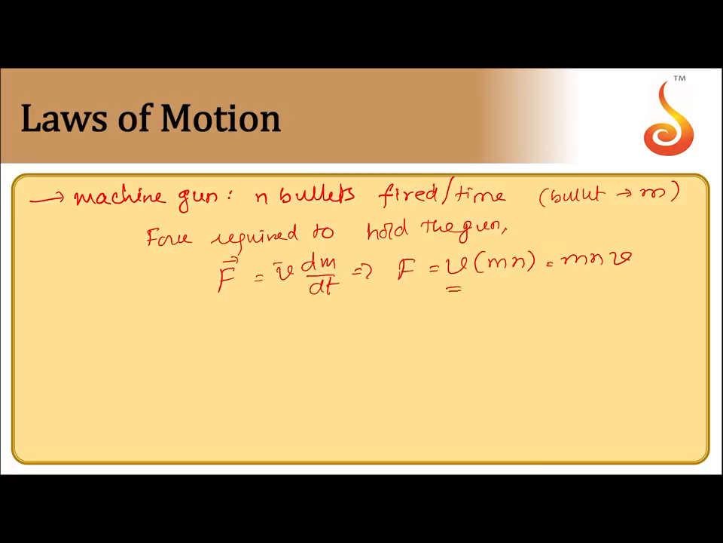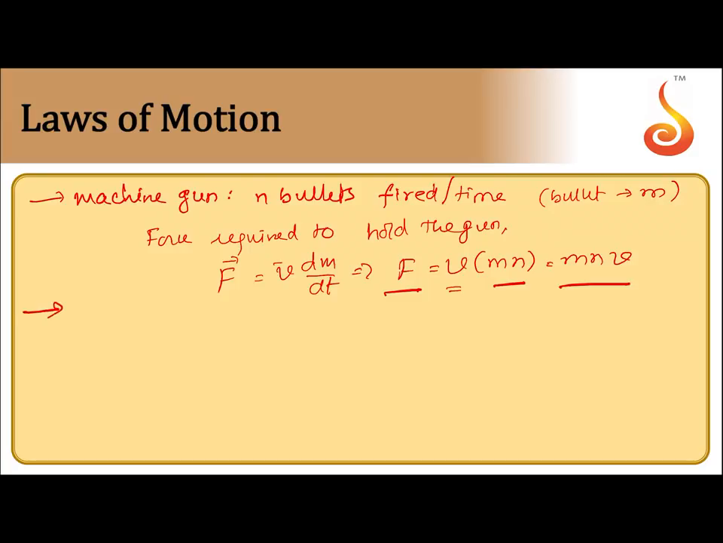v is the velocity of each bullet, n is the number of bullets fired per unit time, or per second, and m is the mass of each bullet. Then the force required to hold the gun is given by v dm by dt, and dm by dt, the rate of change of mass, is nothing but mn, and that is finally mnv as far as force is concerned.